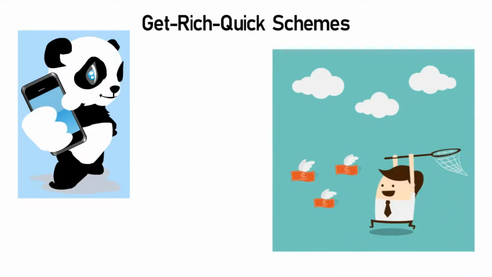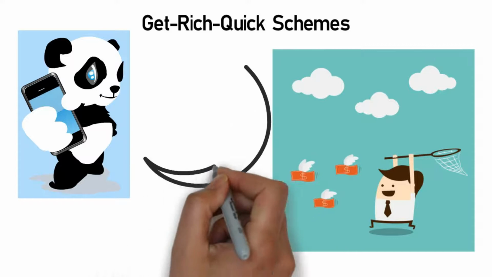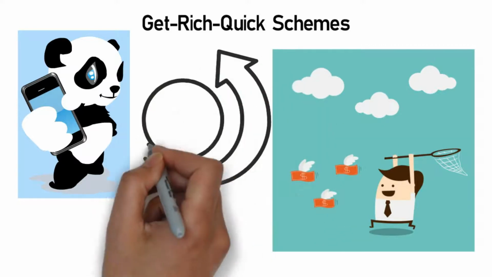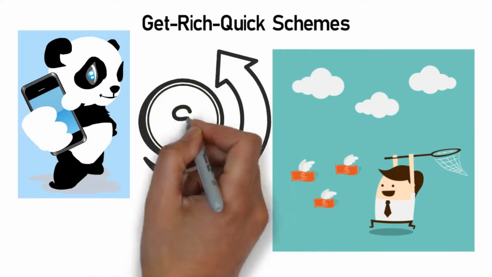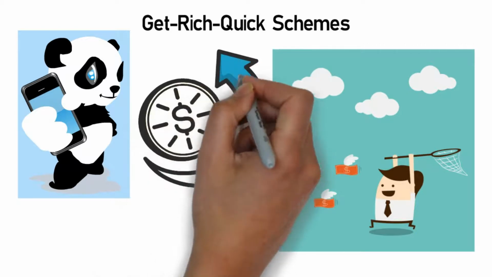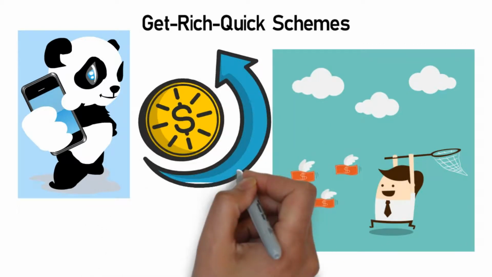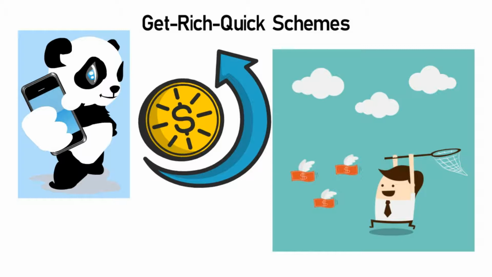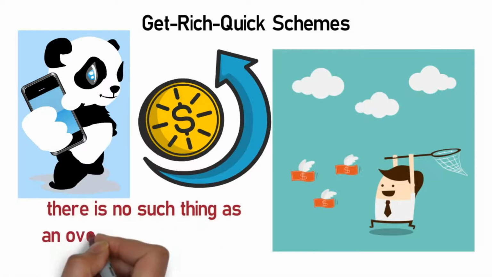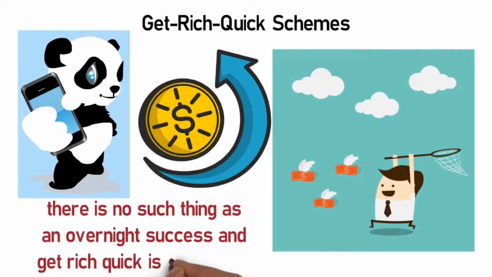A salesperson tries to pitch the idea that you can make a ton of money by selling a product to family and friends. A rich person would never fall for this kind of scheme because they have educated themselves on finance and business. They would see a red flag from a mile away. If it seems too good to be true, it probably is. The rich understand that it takes a very long time to make money. There is no such thing as an overnight success, and get rich quick is a fantasy.